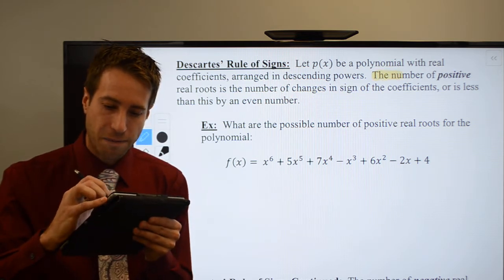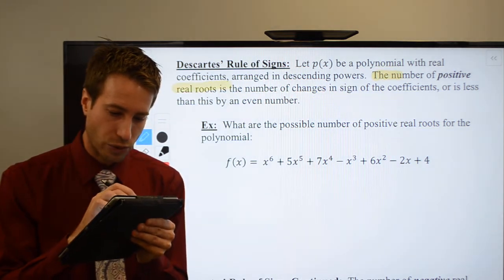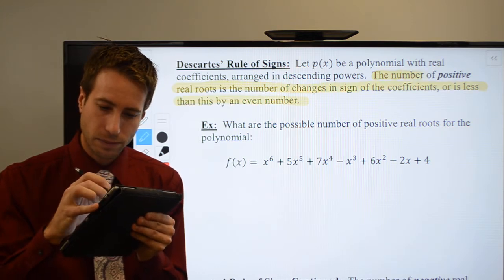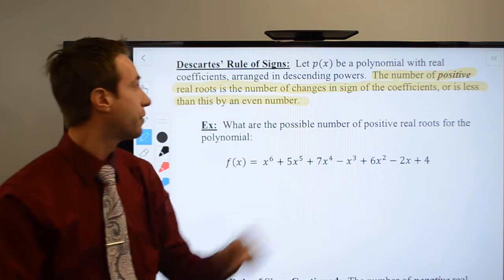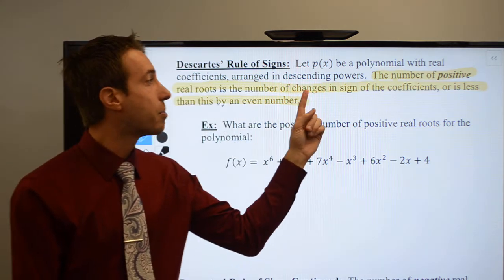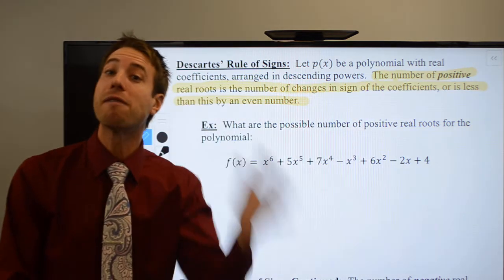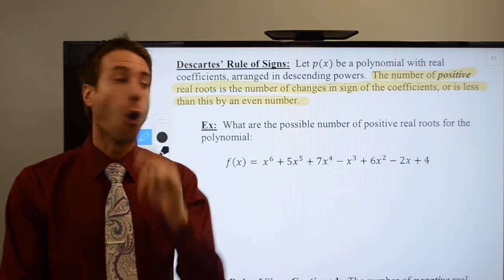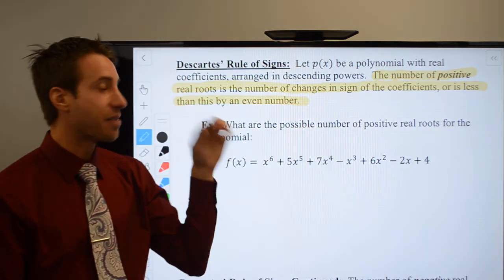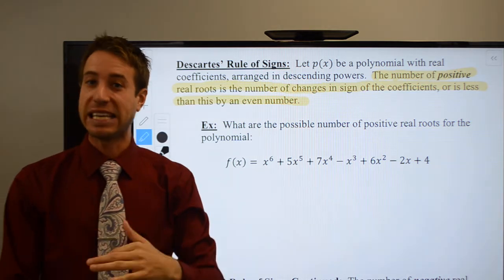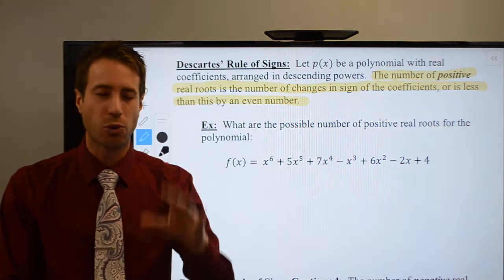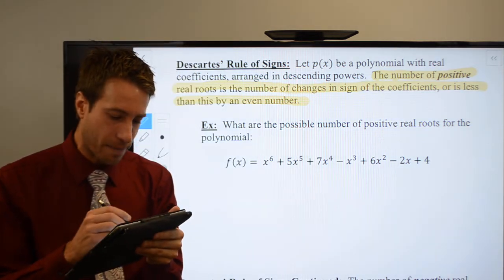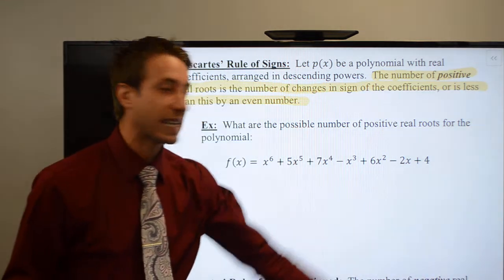The number of positive real roots is the number of changes in sign of the coefficients, or it's either equal to that or less than that number by an even amount, which I know seems kind of wordy. Just hang in there with me for a second. I'll show you exactly what it means. So here's what I've got for you. I've got a polynomial right here.